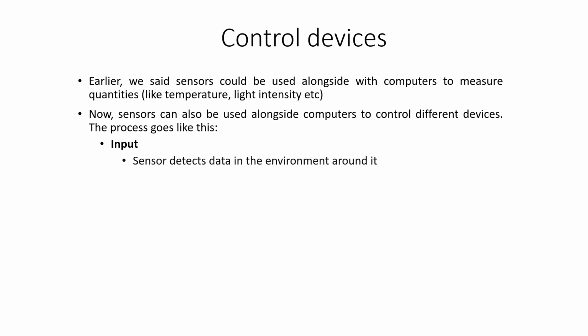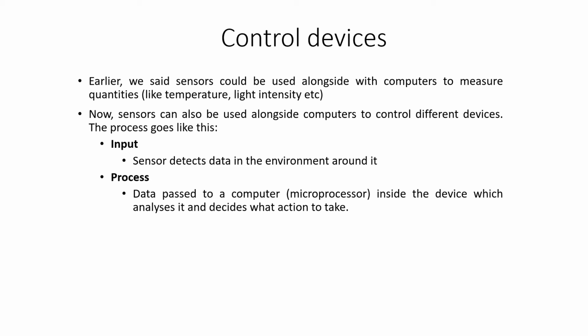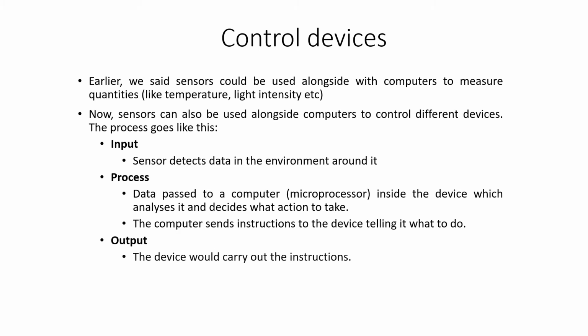Input: the sensor detects data in the environment around it. Process: the data is passed to a computer inside the device, which analyzes it and decides what action to take, and the computer sends instructions to the device telling it what to do. Output: the device carries out the instructions.